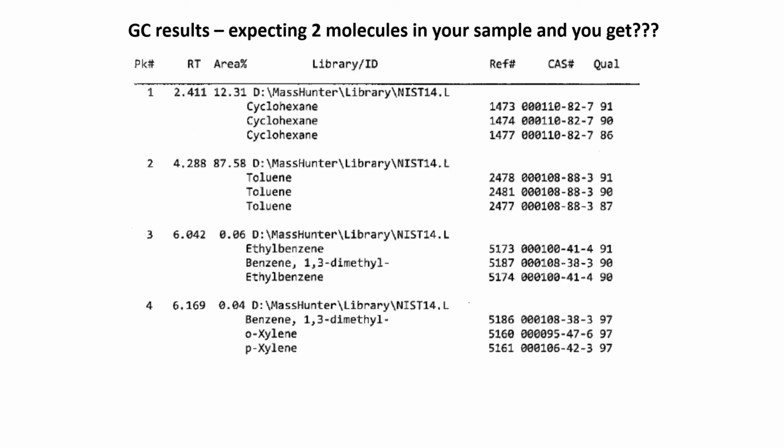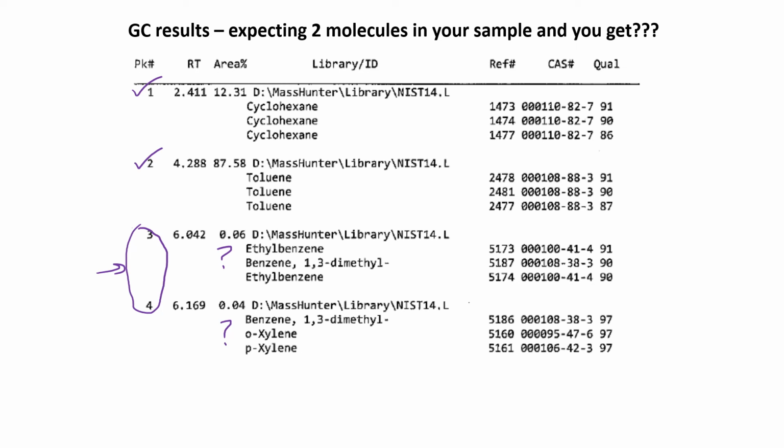Again, what if I'm expecting two molecules and I get something else, right? Well, I'm expecting cyclohexane, I'm expecting toluene, I've got those two, but then I get some other stuff. Peaks 3 and 4 here really are contamination. Where did we pick up the contamination? We have no way of knowing that.